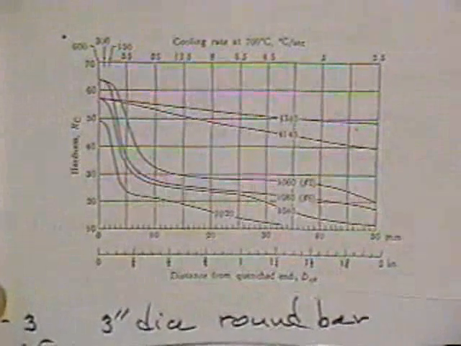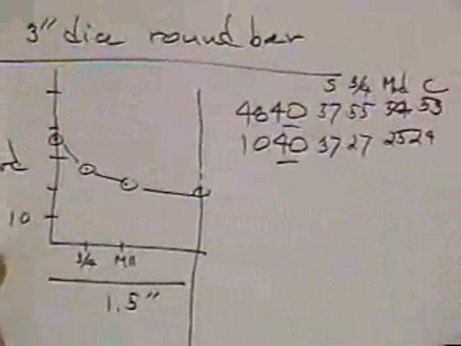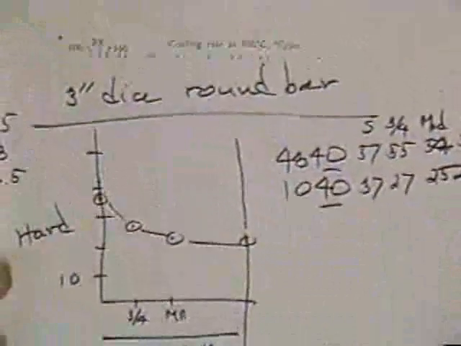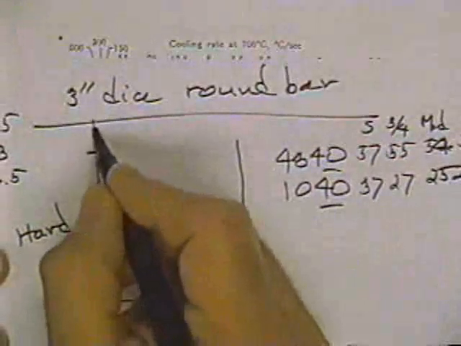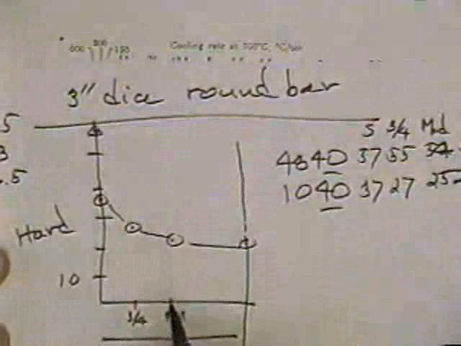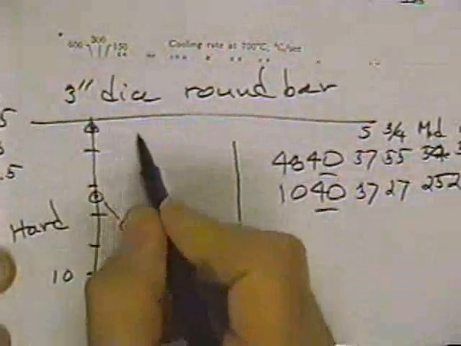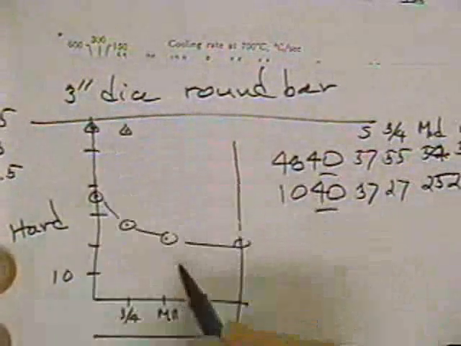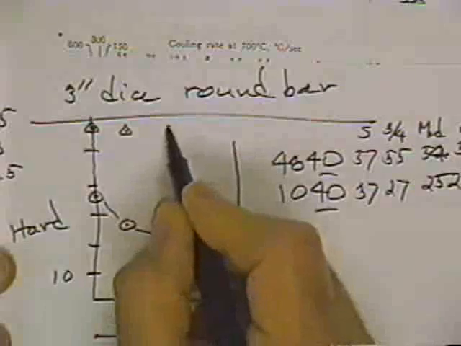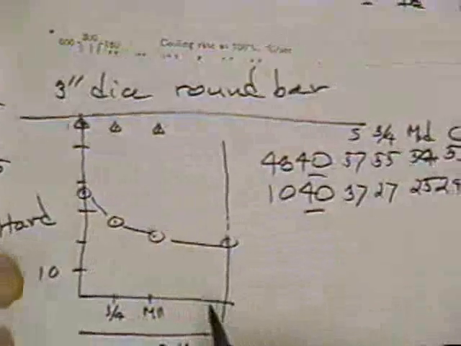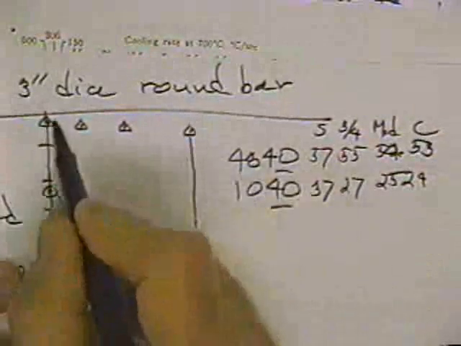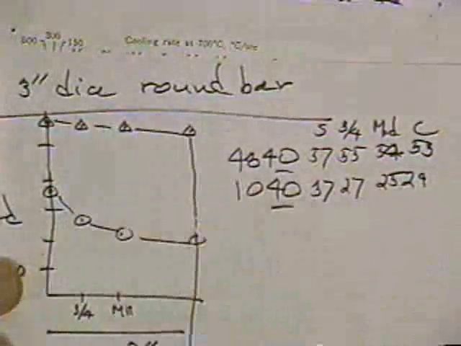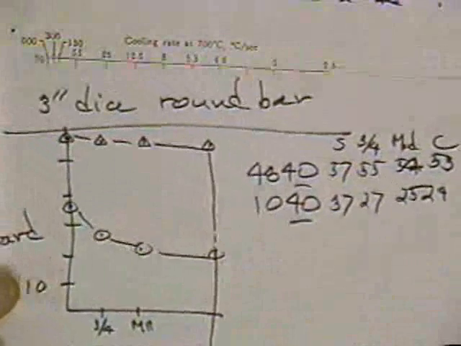So we'll see that for the 4340, it's going to be substantially harder than it would be for the 1040. So we're at 57 to begin with. 4050, we're up here. At the 3/4 radius, well, we're not going to go very far from up there. And basically, it has the same hardness almost across the whole bar. So we would call this a through hardening steel.